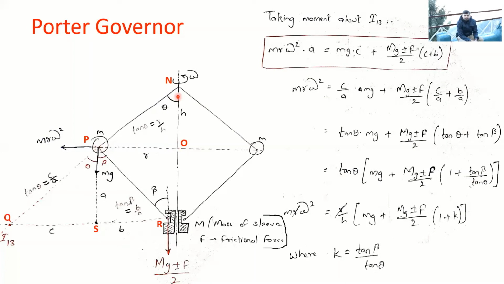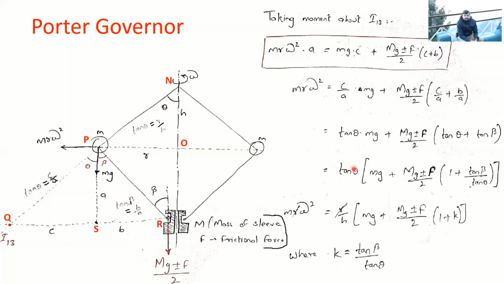NPO. In this triangle NPO, this is height h, right? Why is this height h? Because this plane is of ball rotation and its height is till the maximum position at which the arms meet the spindle. So this is height h, and this is radius r. So in this triangle tan theta would be r upon h.